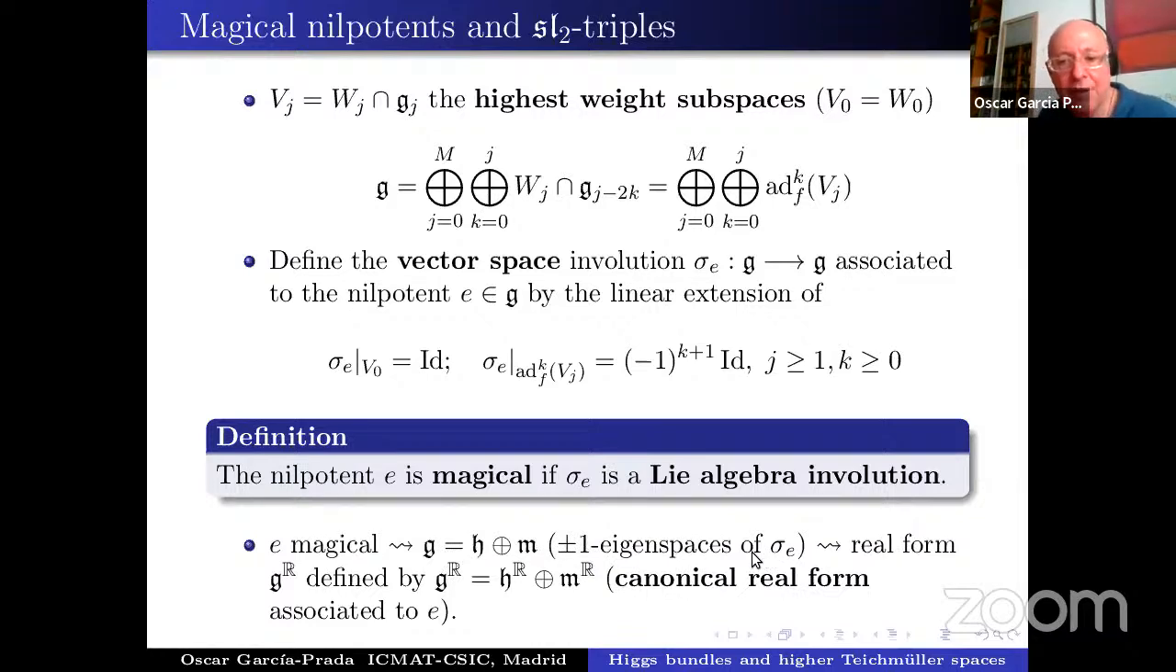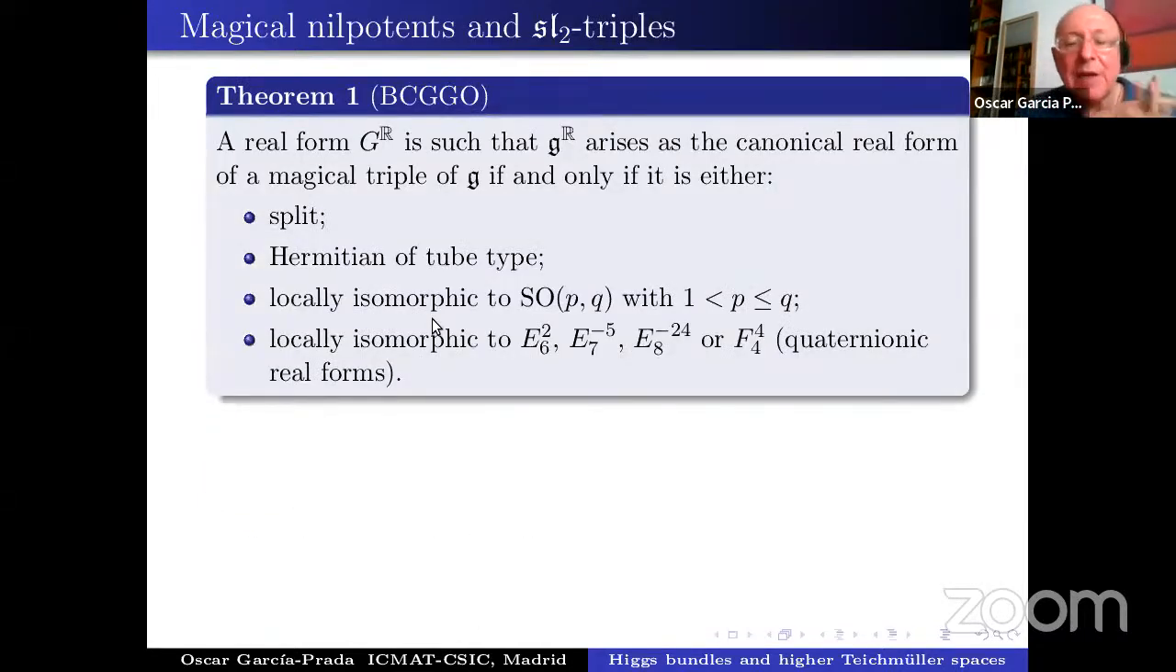And then this is essentially, by Cartan, associated to a real form. There is a canonical real form attached to this. So once you have one of these magical nilpotents, you do have a real form appearing in the Lie algebra, g_R of G. Okay, so we gave a classification of the real groups that can appear from a magical nilpotent.